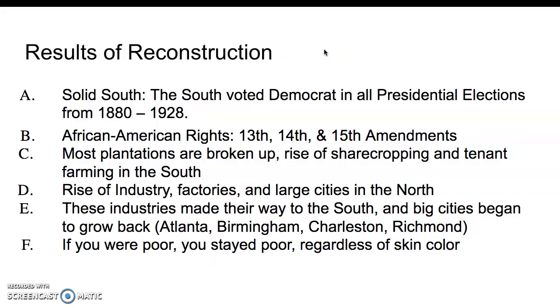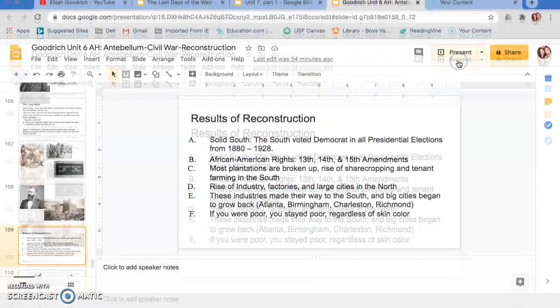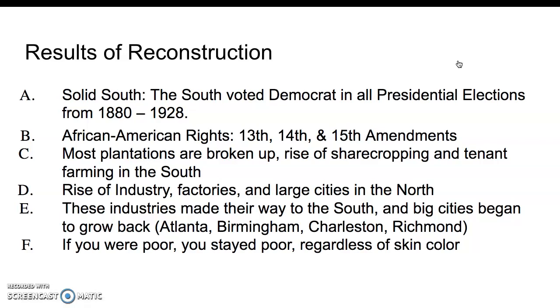The results of Reconstruction. You're going to have what is called the Solid South. The South is going to vote Democrat in all presidential elections from 1880 to 1928. African Americans' rights, the 13th, 14th, and 15th Amendments are going to pop up, which are very important. Most plantations are going to be broken up and split among different families. Have a rise of sharecropping and tenant farming, so poor, almost subsistence level farming between poor whites and blacks of the American South.